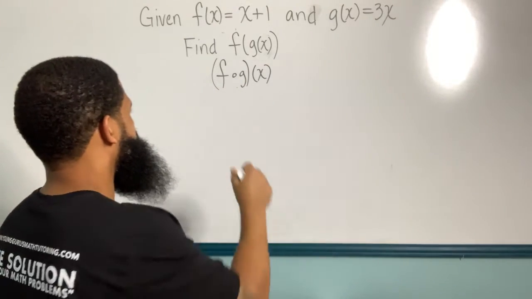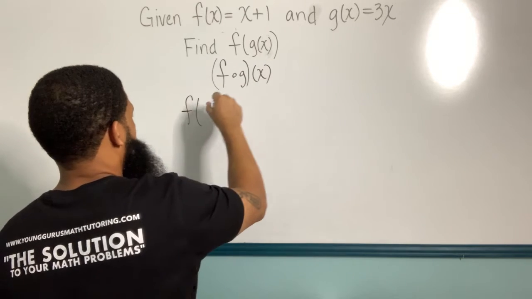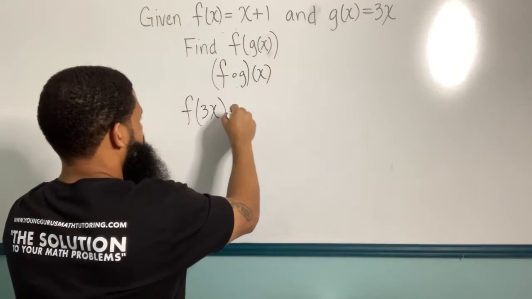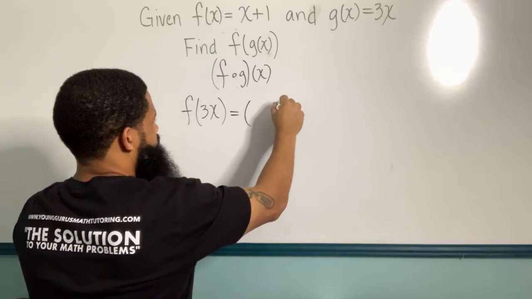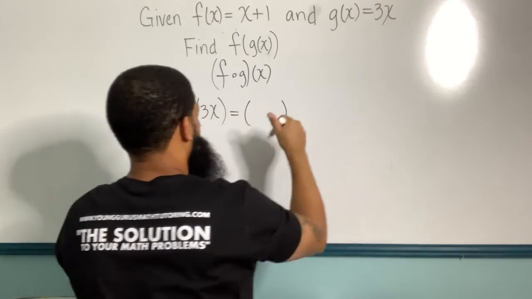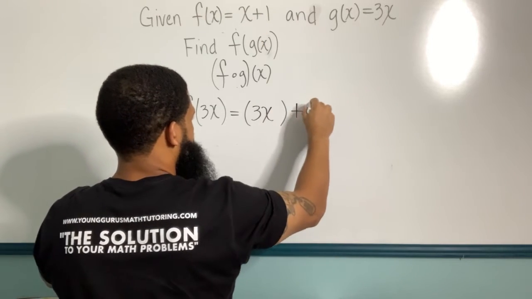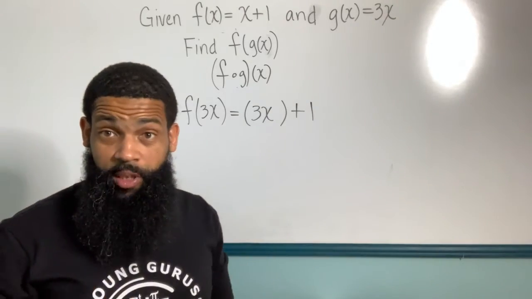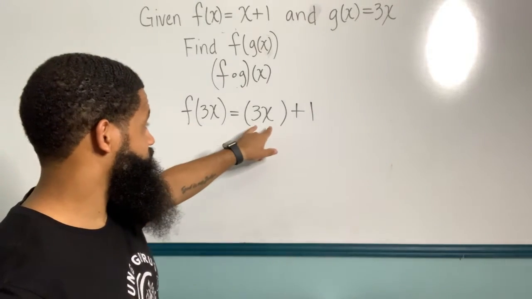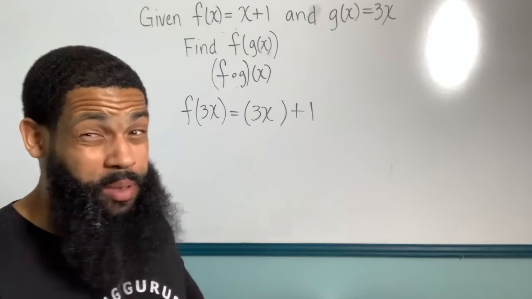What we're actually going to do, we're going to say f of 3x because g of x is 3x. So we're going to take this function f of x, and in place of the x in f of x, we're going to put the 3x from g of x. Okay, so 3x, and then bring down the plus 1. So remember, f of x is x plus 1, but g of x is 3x. So we're going to substitute the function g of x in the x for the function f of x. I hope that makes sense.